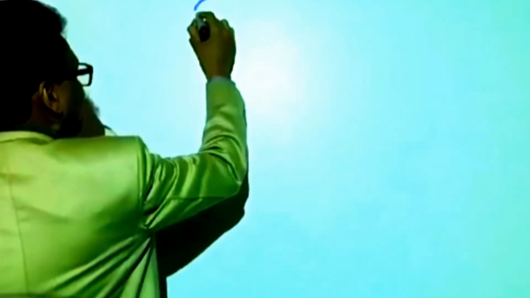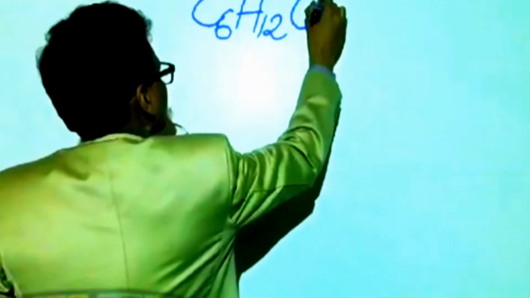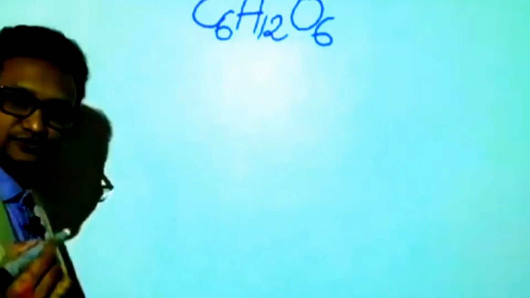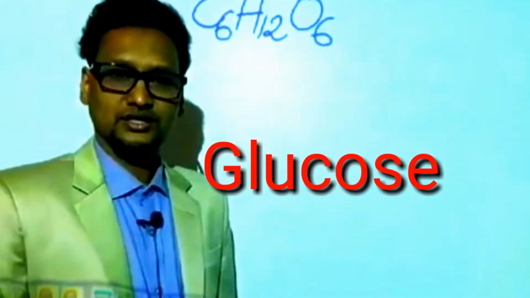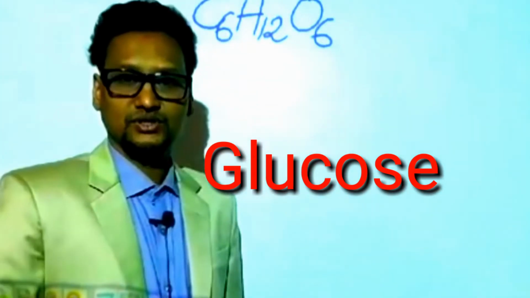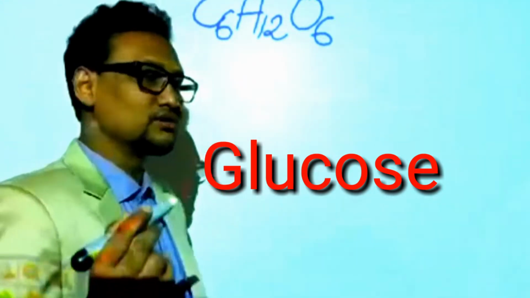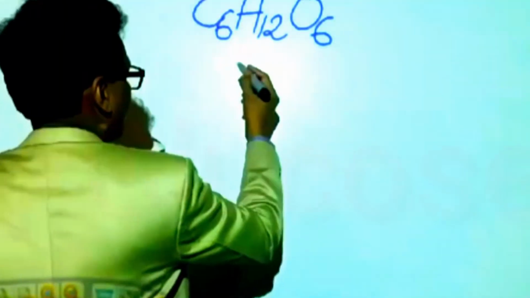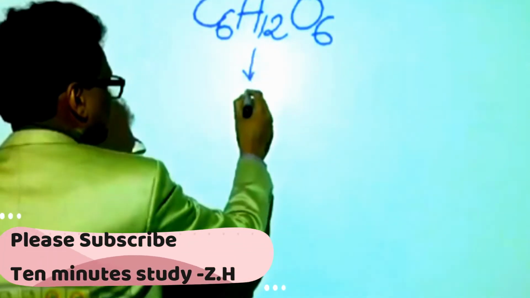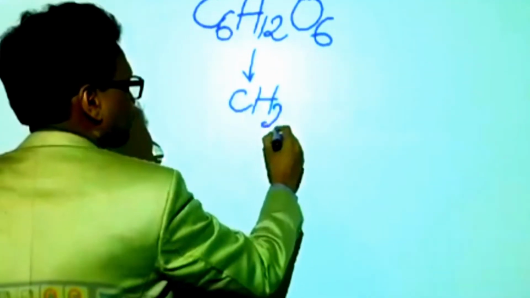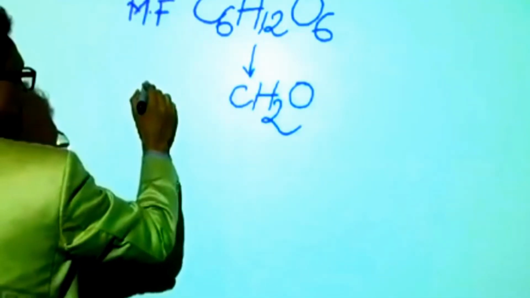This is glucose, C6H12O6. This is the formula of glucose, which is the most important carbohydrate for our body. We're taking it as food. Glucose, if you take the common 6, then it will be the empirical formula. So in our previous class, we showed this molecular formula and empirical formula.